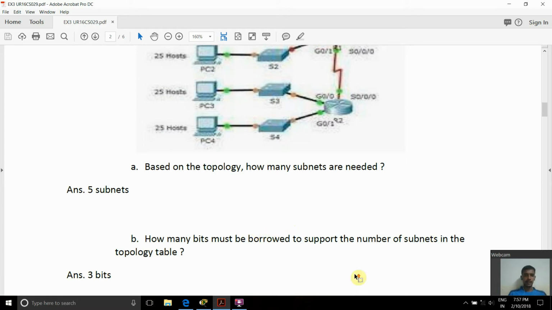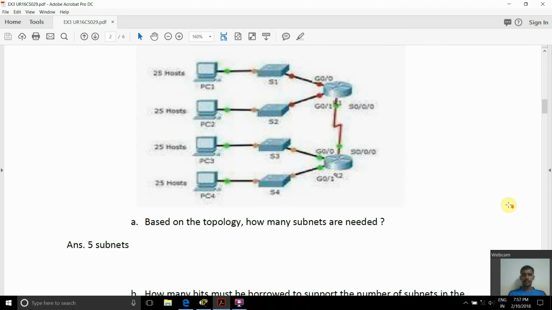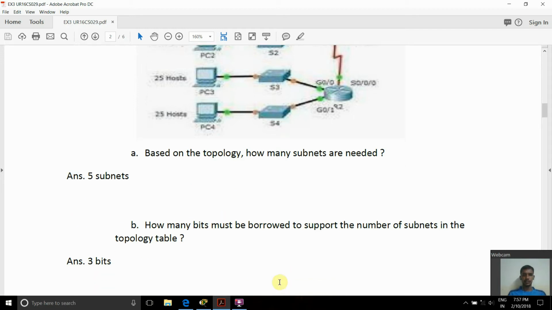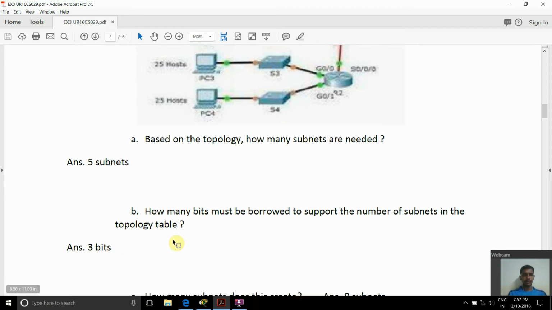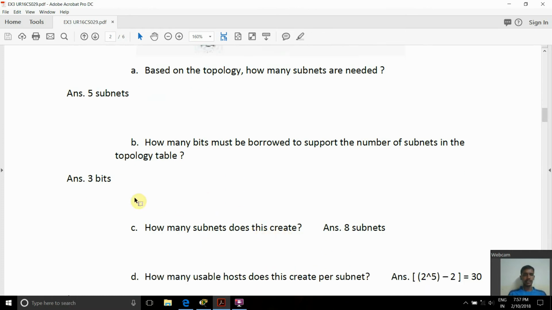Next question is how many bits must be borrowed to support the number of subnets in the topology table. The number of networks that can be split can be done only in powers of 2. So you get 2, 4 and 8. To support 5 we can't use 4, so you have to use 8, and 8 is 2 to the power of 3. So we need to borrow 3 bits. The next question is how many subnets does this create? Since we are borrowing 3 bits, it's 2 power 3, we get 8 subnets. But we need only 5, so the remaining 3 are not used.